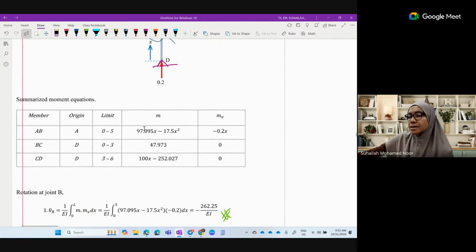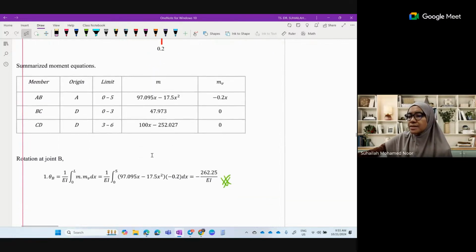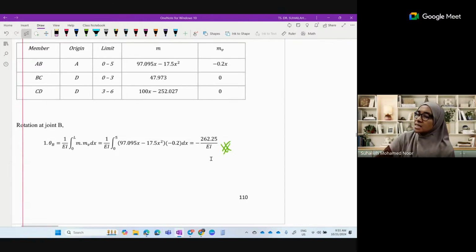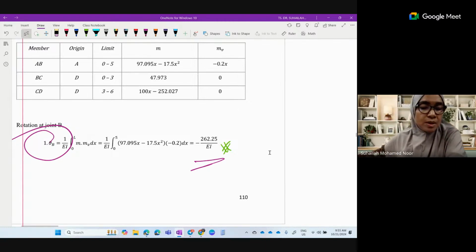Okay, so dia akan ada macam step yang dulu kita buat masa unit load method. And then soalan dia sampai sini je lah. 1 dot theta B. Okay, 9.55.